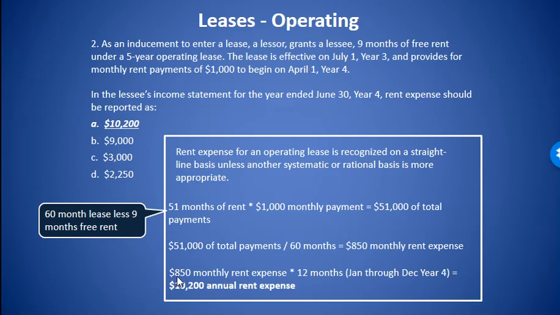If we take our $850 monthly rent expense, we multiply it times an annual basis of 12 months, it is going to be $10,200.